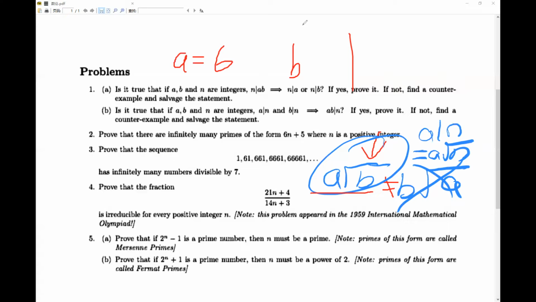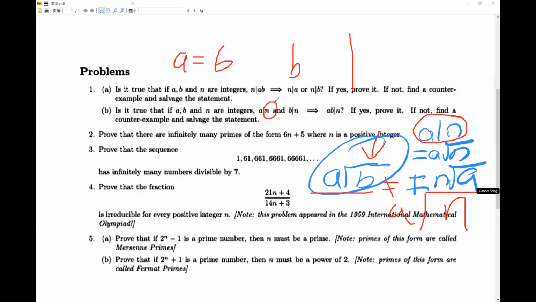Let me see. So n divided by A. Oh yeah, okay, that's right. So it does. Yes, n divided by A. Oh, so it doesn't mean this. The right one is the big one. This is a big one, divided by the left one.